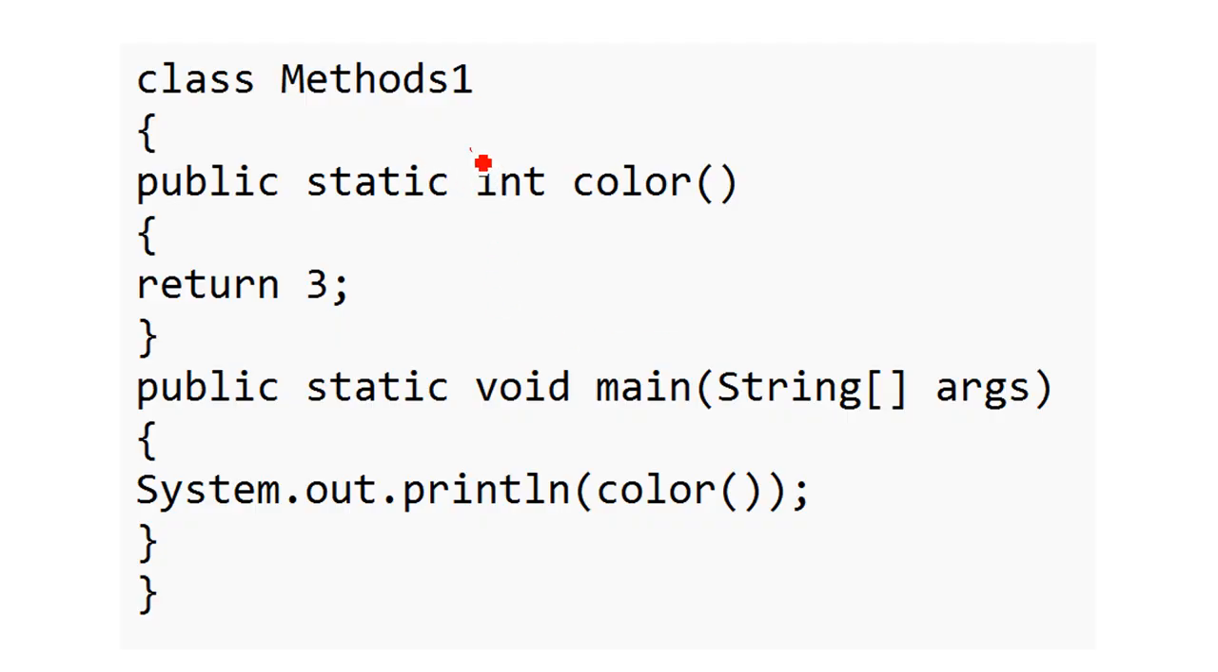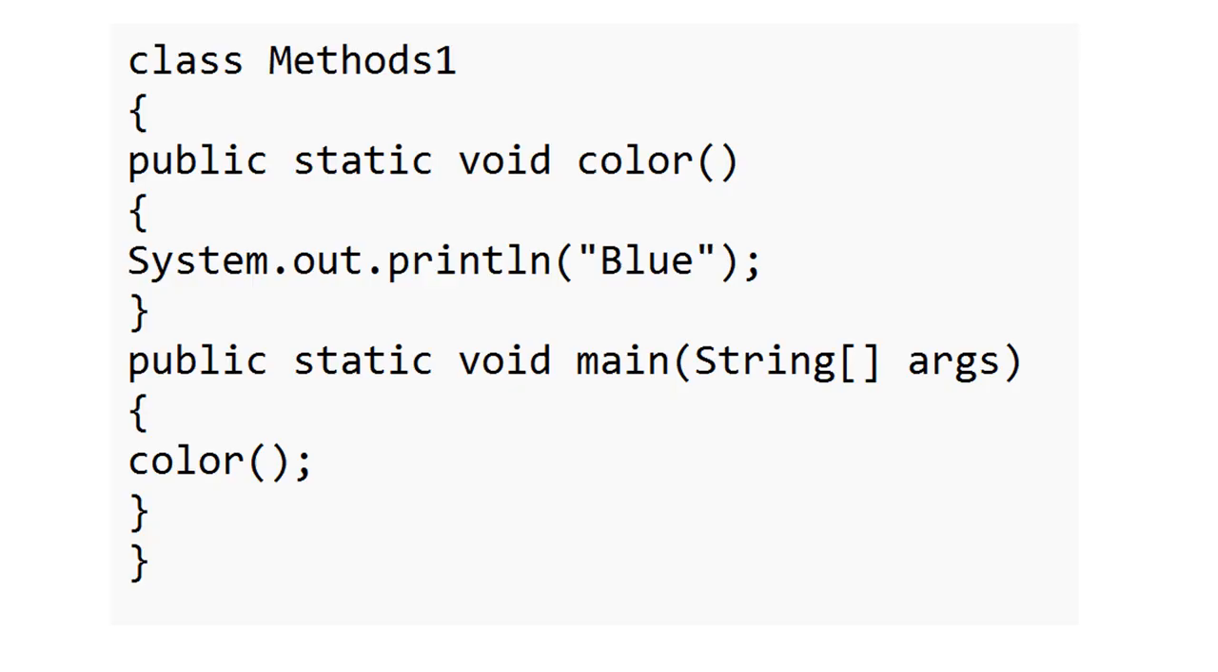Now if I want a number, then I will make this an integer and call it as return and return the number. So again I've come back to void, which means I'm going to use SOP here and I'm not going to use SOP here.